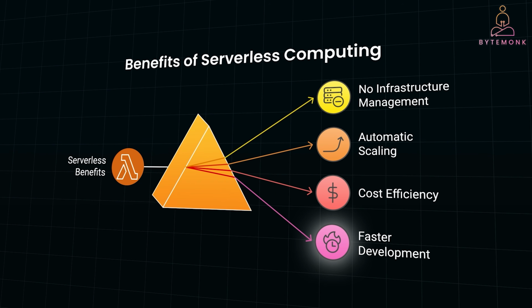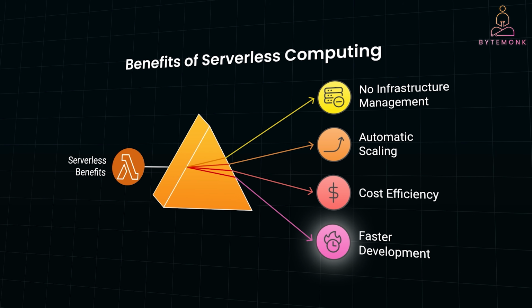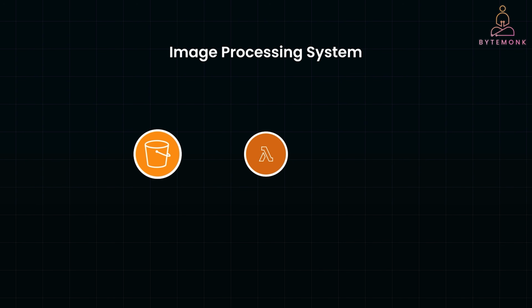If there are no events, you pay nothing. And lastly, serverless frees up developers from worrying about the infrastructure, allowing them to focus entirely on coding. This results in faster development cycles and quicker deployments. Now that we have explored the benefits, let's take a look at how it works in practice with real-world examples. We'll build a simple image processing system using AWS Lambda, S3, and API Gateway.